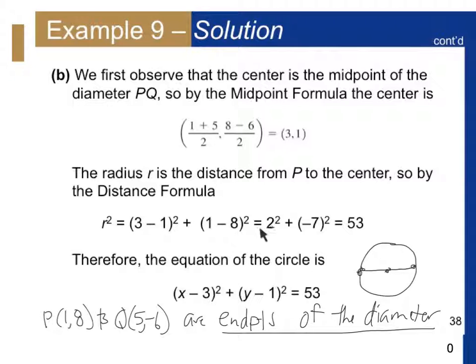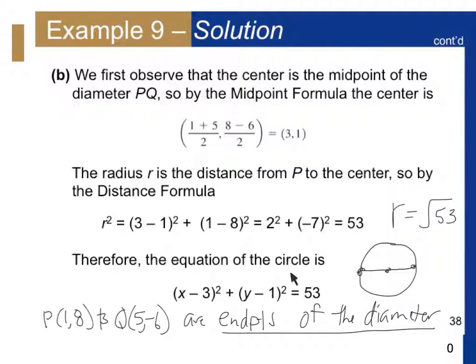So 2 squared, 1 minus 8 is minus 7, so minus 7 squared, and that gives us 53. So that's the square of our radius. Okay, remember we have to take the square root to get the distance, right? So our radius is going to be the square root of 53. Okay. So this is r squared, right? So r would be the square root of 53.